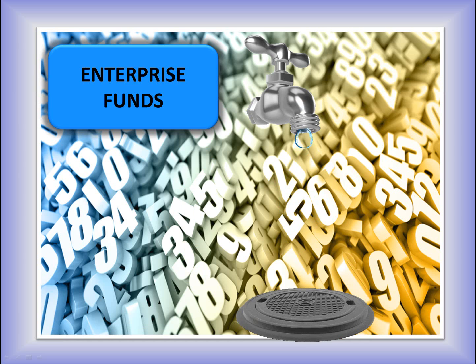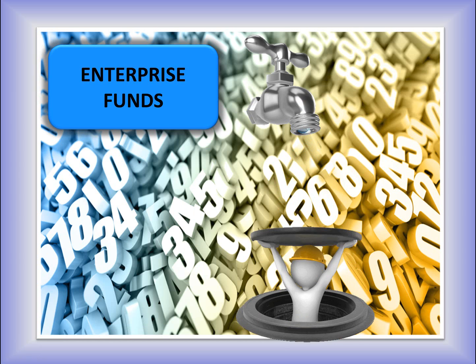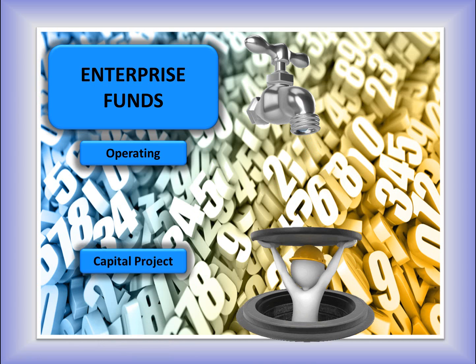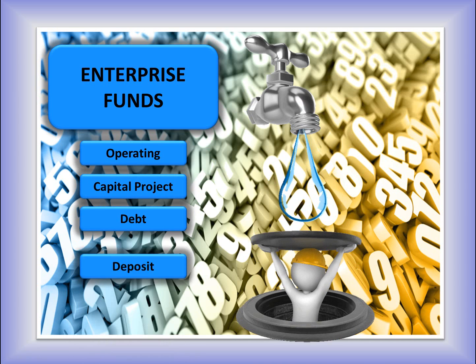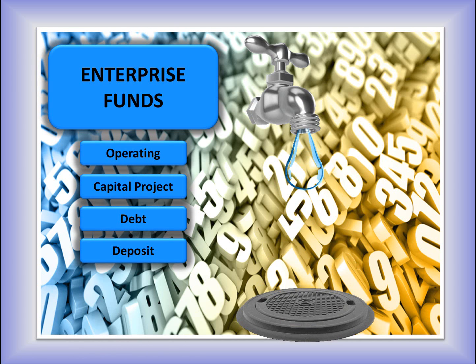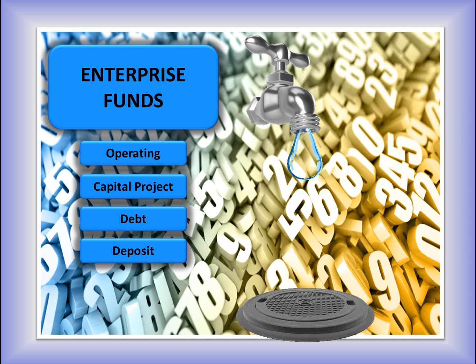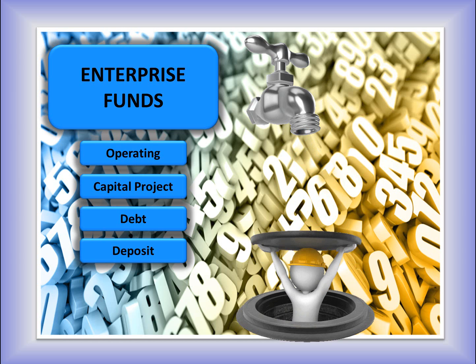Within the proprietary fund category are enterprise funds. Most common examples are village utilities such as water and sewer. And within the enterprise type, there are operating, capital project, debt and deposit, and other funds. So you always choose enterprise funds from an enterprise type. For example, a water capital project doesn't belong with the governmental capital project funds. It's an enterprise capital project.